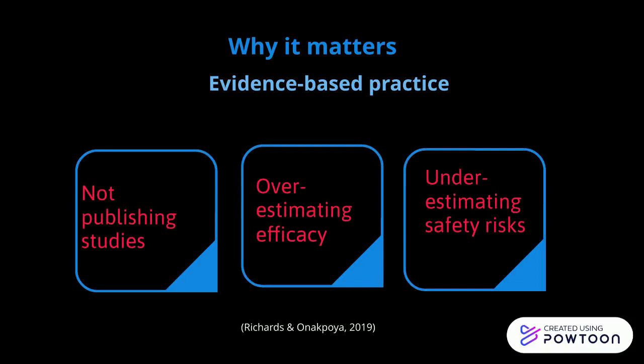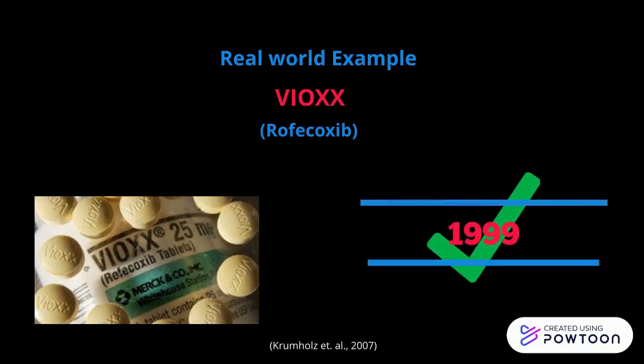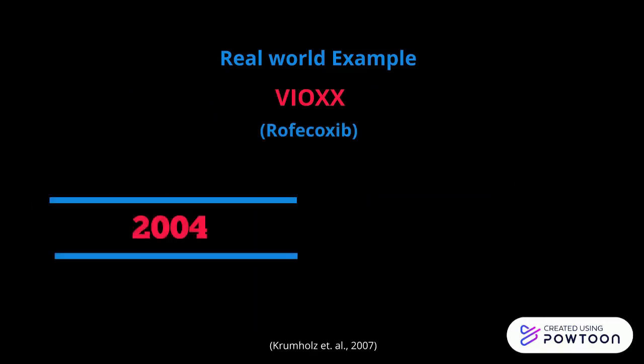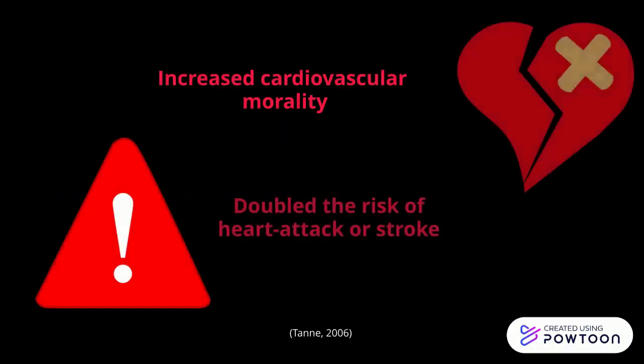safety risks. An example to highlight the implications of reporting bias is a drug called Vioxx, which was approved in 1999 and was marketed as a safe and effective pain relief for a number of acute pain conditions. In 2004, a study to evaluate further indications of Vioxx was terminated early due to the increased cardiovascular mortality. In fact, the study showed that it doubled the risk of a heart attack or stroke when taken for more than 18 months. As a result, the drug was withdrawn from the market.